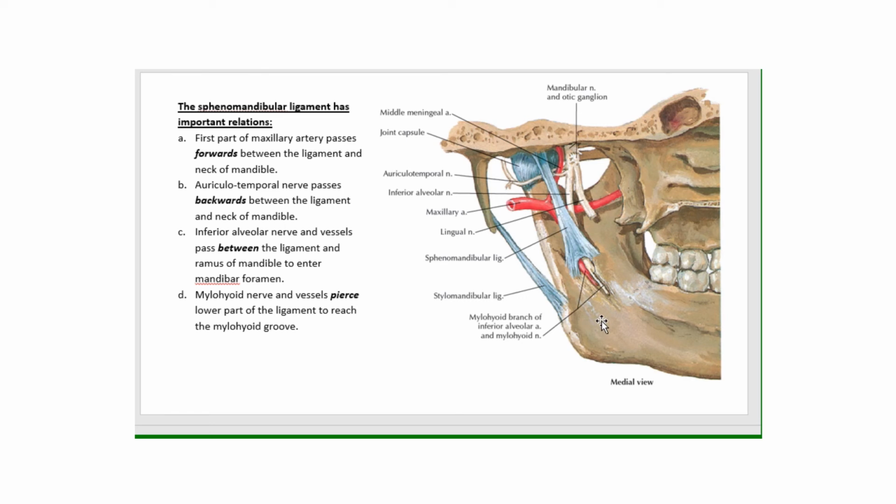The inferior alveolar nerve and the vessels pass deep to this ligament, the sphenomandibular ligament. And this is the auriculotemporal nerve, which ascends between the neck of the mandible and the sphenomandibular ligament to enter the parotid gland.